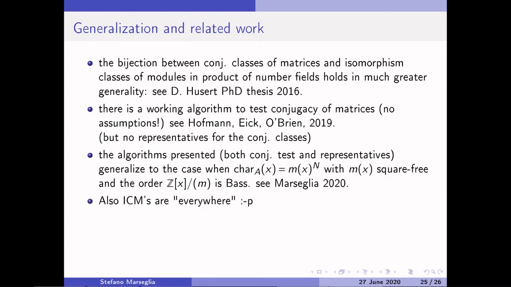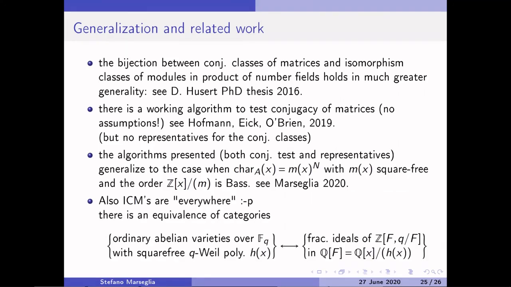And yes, I think the theme of half or a big part of the conference of the school was that class groups are everywhere, but also ideal class monoids appear more often than you would think. We have seen in the last days a couple of talks about abelian varieties, and abelian varieties over finite fields in particular. Another application of this ideal class monoid is that there exists an equivalence between the category of ordinary abelian varieties over a finite field F_q with square-free Q-Weil polynomial h, so abelian varieties lying in an isogeny class defined by the polynomial h, and the set of fractional ideals of the order generated by F, where F is a root of this Weil polynomial.